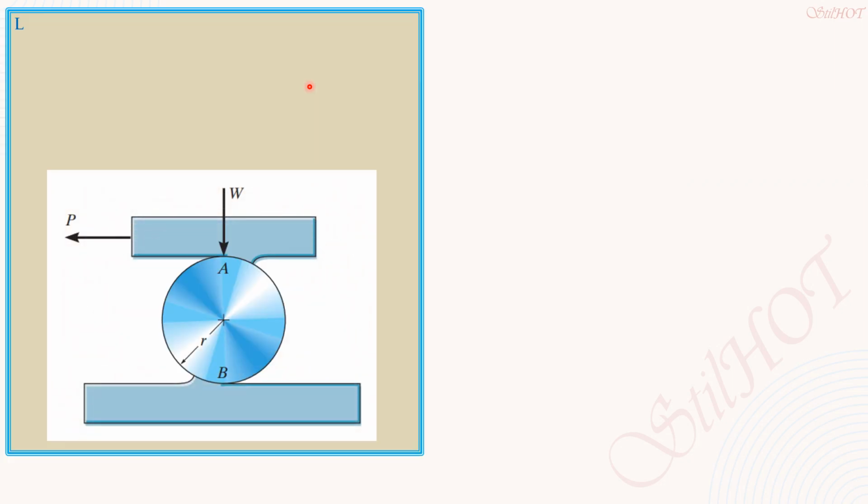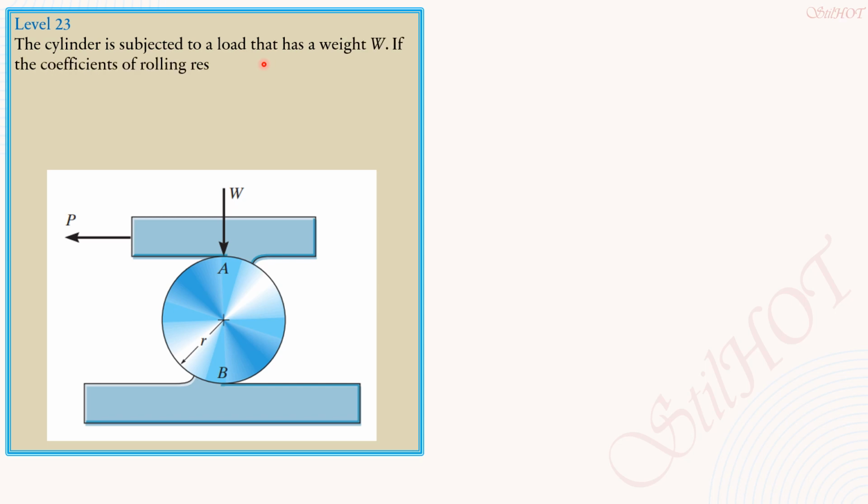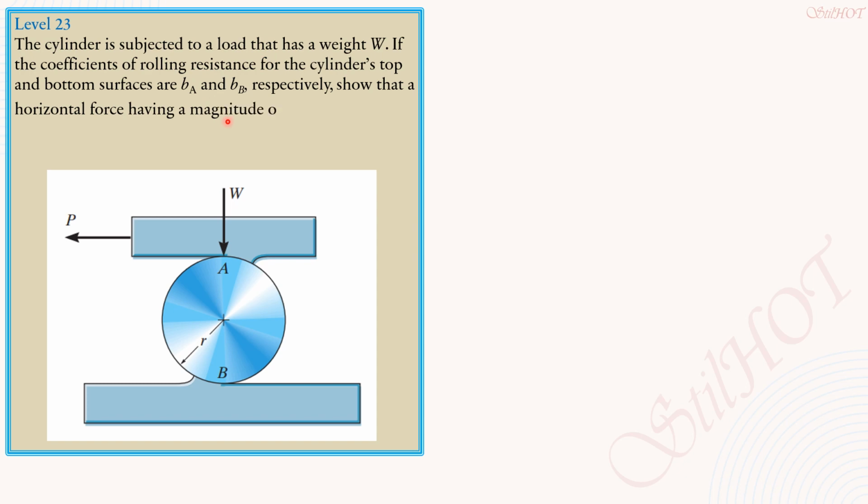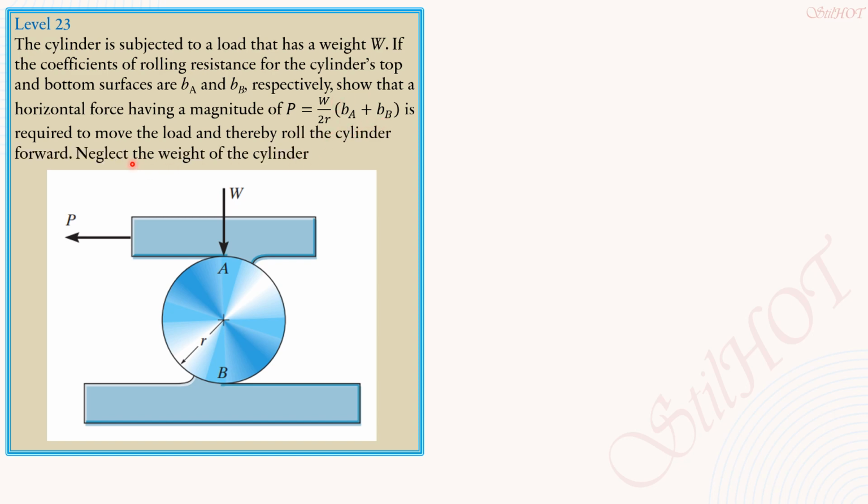Problem 23. The cylinder is subjected to a load as a weight W. If the coefficient of rolling resistance for the cylinder's top and bottom surfaces are b sub A and b sub B respectively, show that a horizontal force having a magnitude P equals W over 2R, quantity b sub A plus b sub B, is required to move the load and thereby roll the cylinder forward. Neglect the weight of the cylinder.